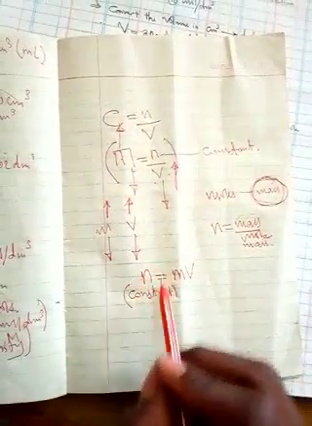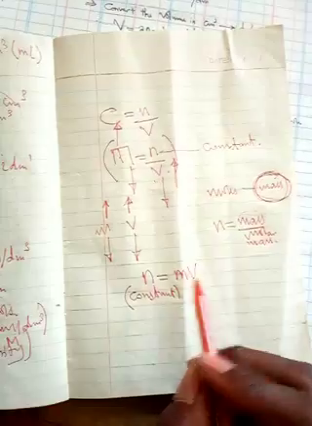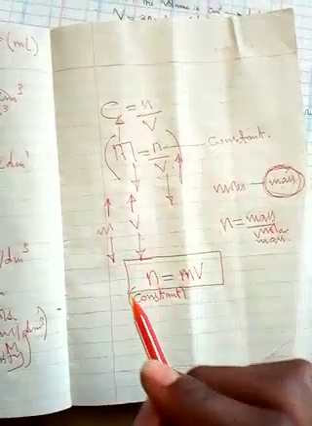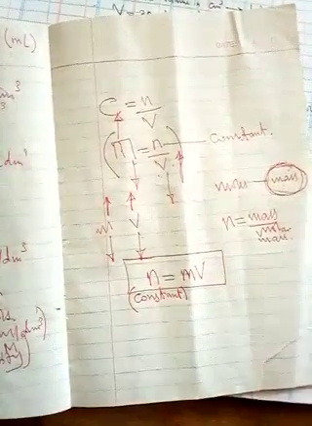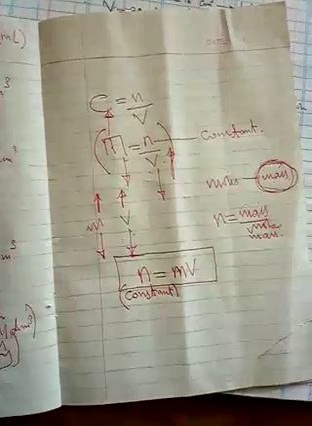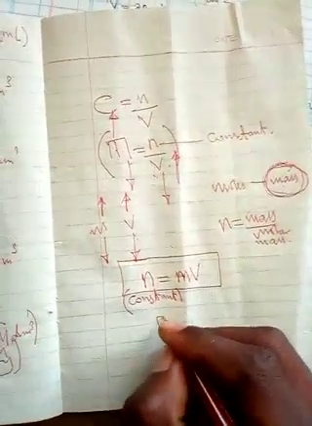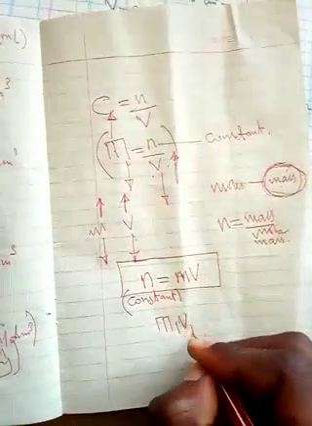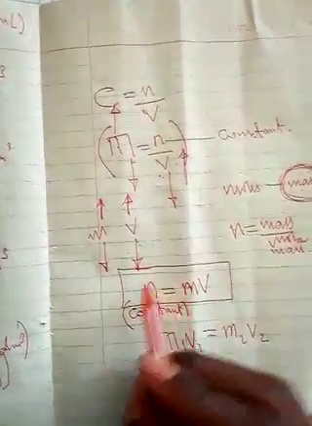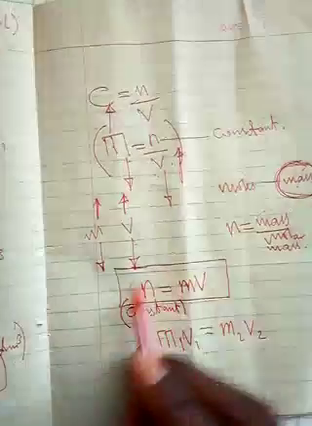So when the number of moles is constant, your molarity and your volume are inversely proportional. So with this expression, having seen that the number of moles is constant, we can further modify our equation that has been given. Because the number of moles is constant, we can modify this equation to be M1 V1 is equal to M2 V2.